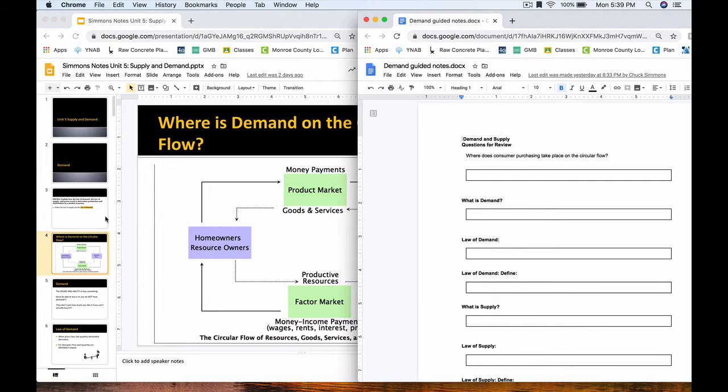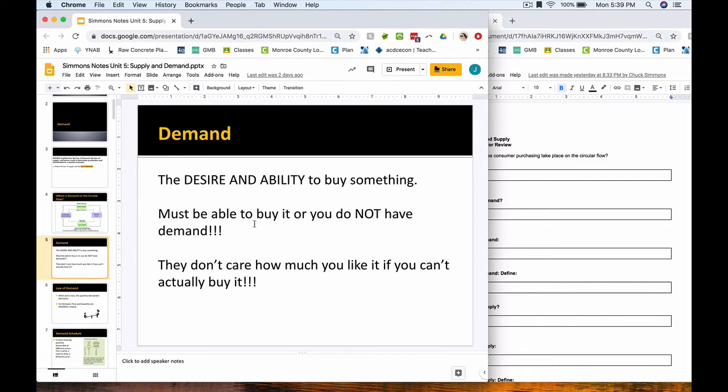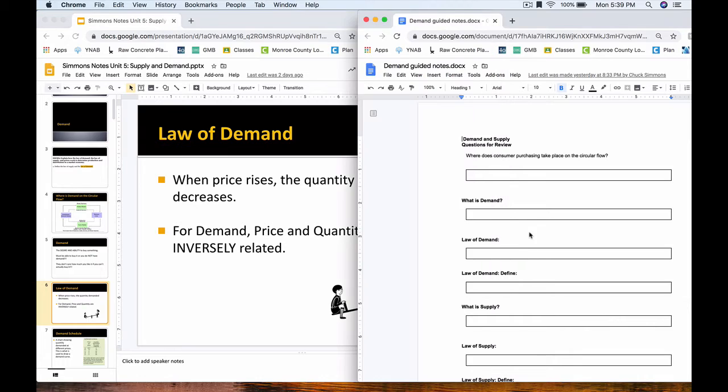And then the next question is, what is demand? Demand is the desire and ability to buy something. As I say in class a lot, I may want a Tesla, but I don't have the money to be able to buy a Tesla. So demand isn't just the desire for something, it's also the ability to purchase it because you have readily available funds.